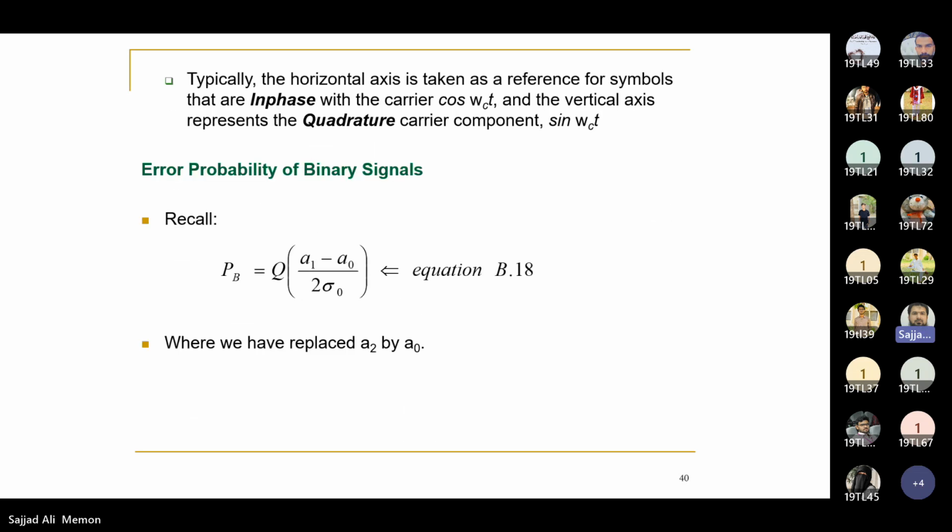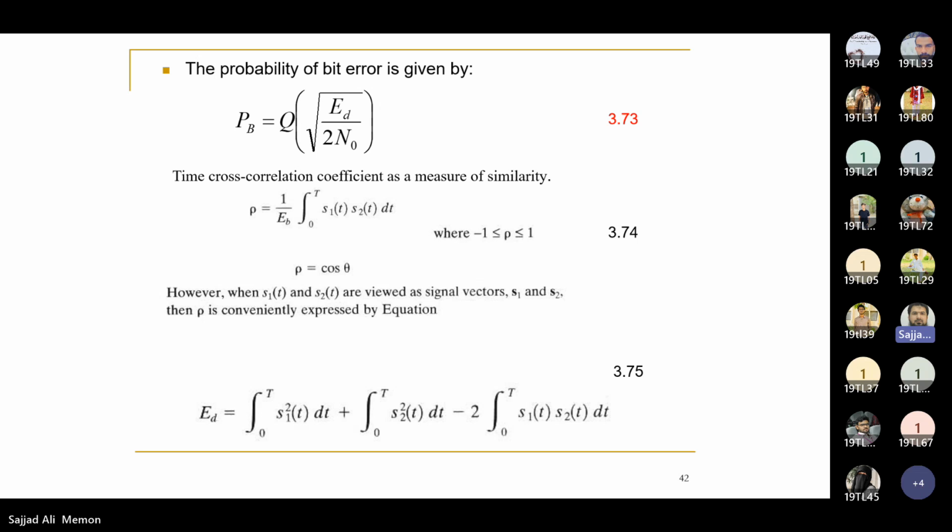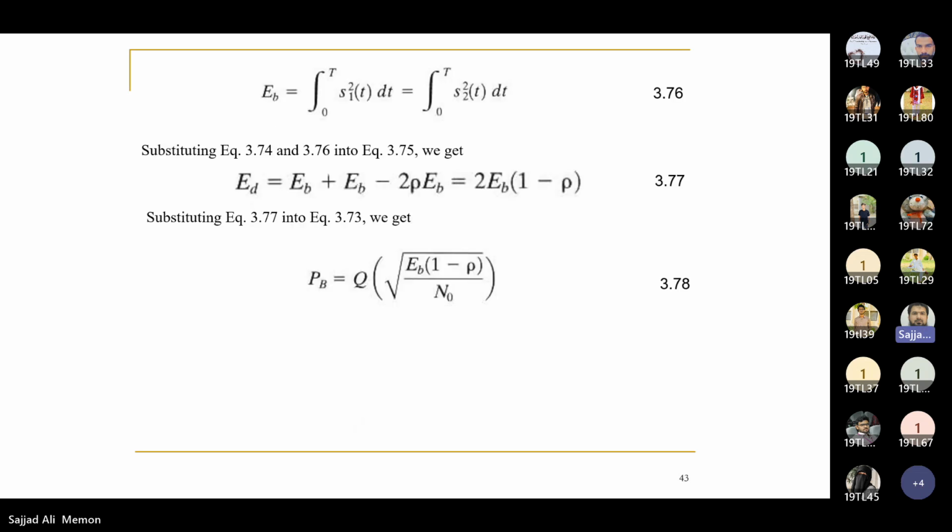and this equation, they are the same, but in different forms. This is in terms of A1 and A0, this is in terms of the energy difference between the two signals, and this is in terms of the energy per bit to noise ratio, and with respect to the cross-correlation coefficient, that is rho.